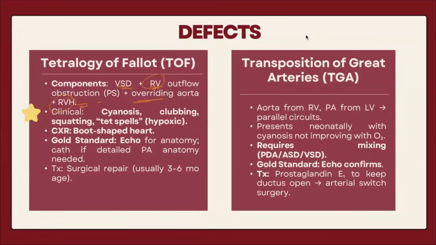Then there's transposition of great arteries. As the name suggests, the aorta is coming from the right ventricle and the pulmonary trunk is coming from the left ventricle, and obviously there are changes in the pressure. If the pulmonary trunk is connected to the left ventricle, blood flows out at a lower pressure to the lower limbs and the rest of the body, and blood flows at a much higher pressure from the aorta from the right ventricle to the lungs.